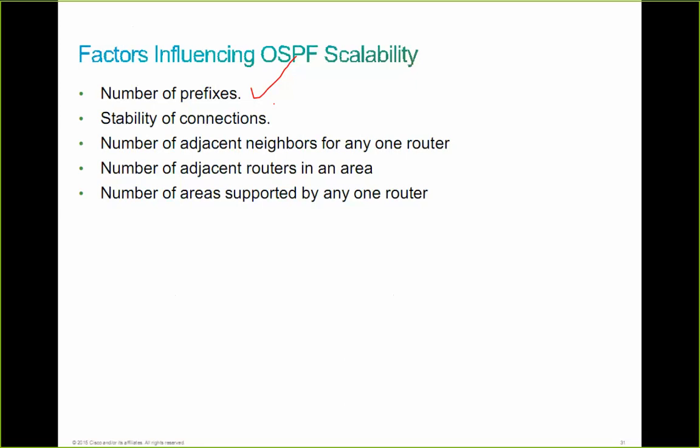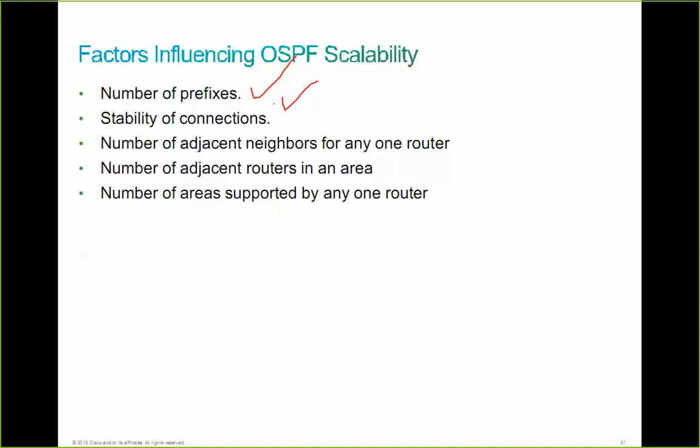The stability of the connections is important as well. If we have flapping links, for example, the flapping links introduce recalculations into the routing process, which is going to increase the CPU cycles, possibly the interface bandwidth, because we're re-advertising LSAs, re-establishing neighbor adjacencies, and so on.